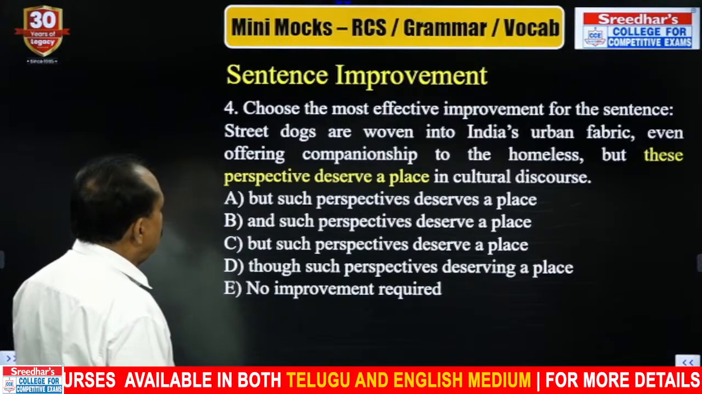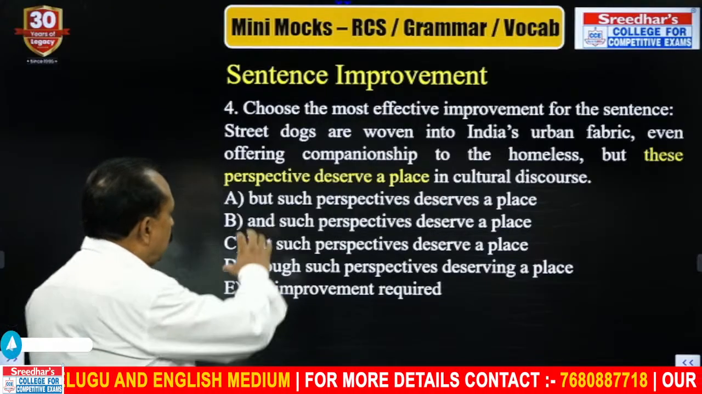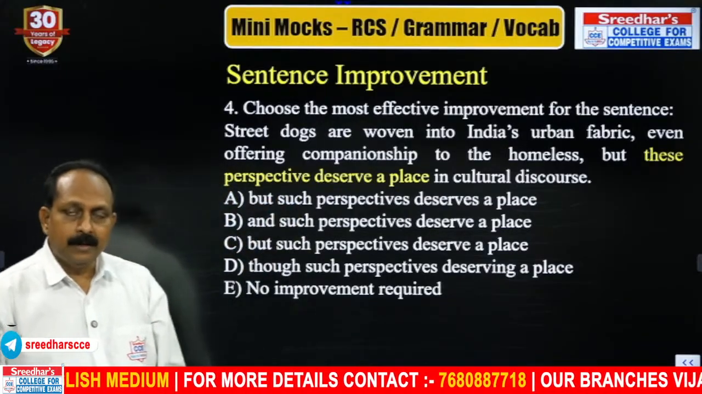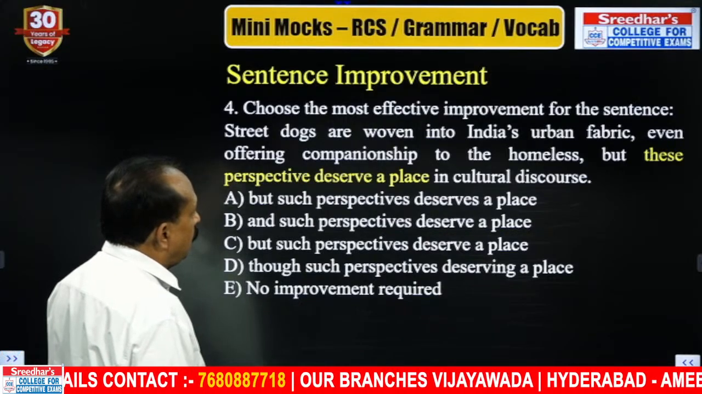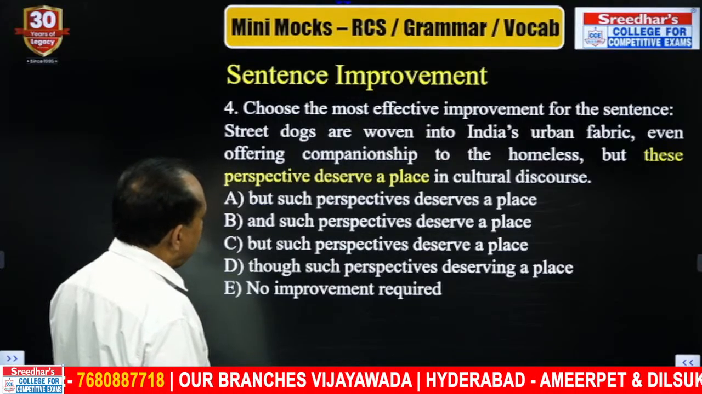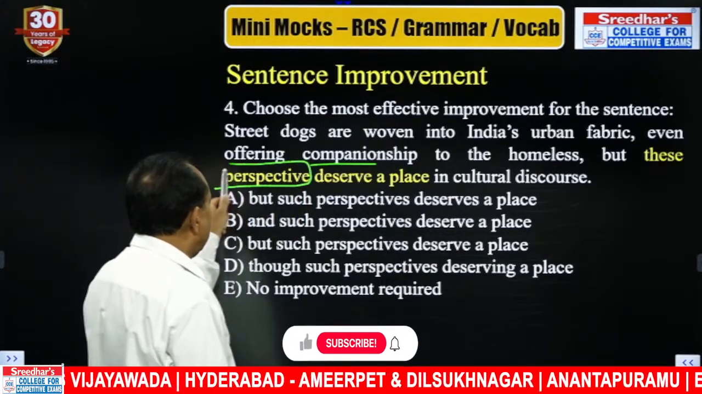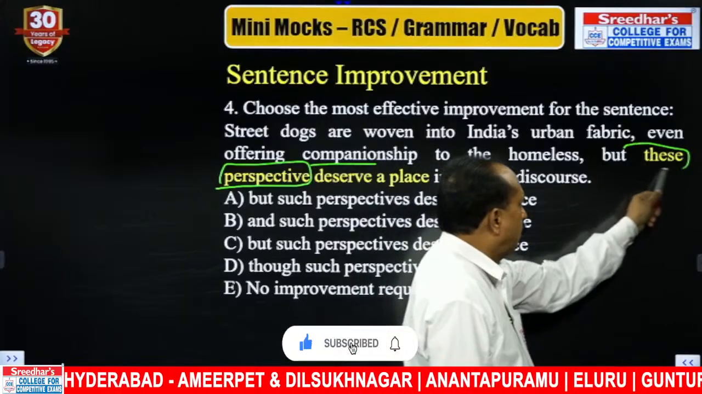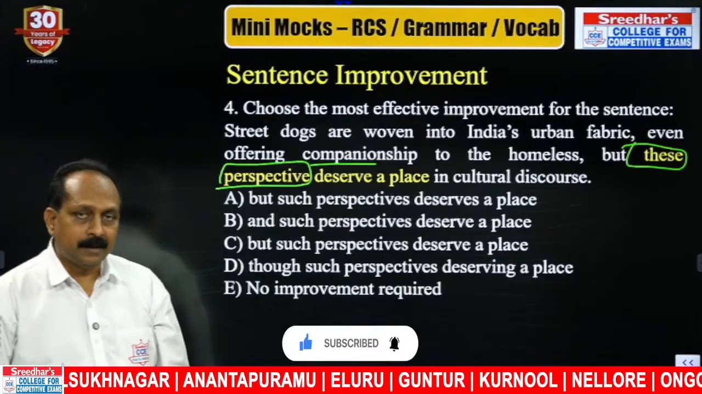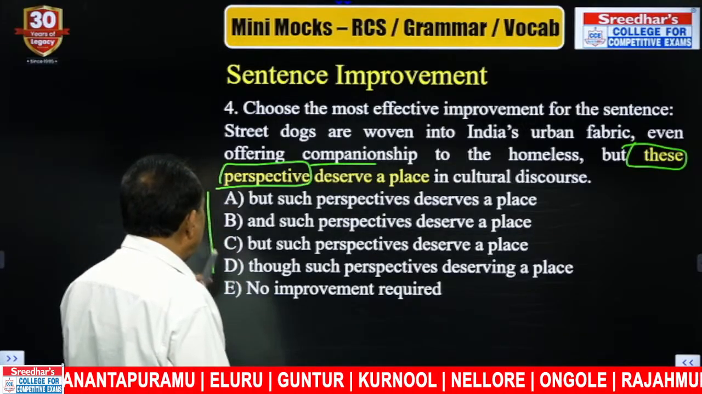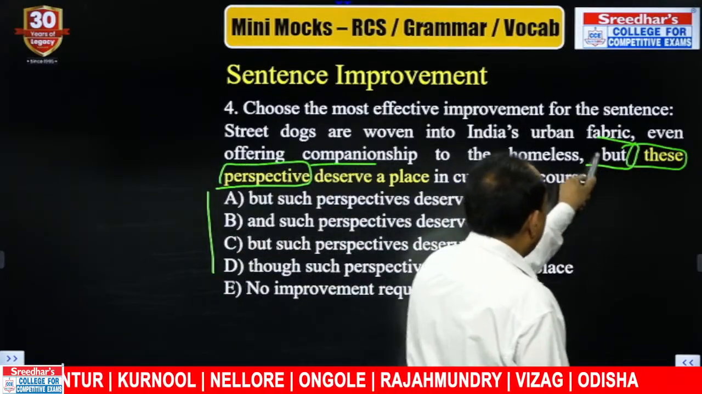Sentence improvement. Here you have a sentence and a few words have been highlighted. First, you have to decide right or wrong. If not correct, choose the correct or appropriate option. Street dogs are woven into India's urban fabric, even offering companionship, company to the homeless. But these perspective: singular, and these: plural. That means it is not correct. Either it should be this perspective or these perspectives. That means you have to choose one of these. Here it talks about even but should be in bold.